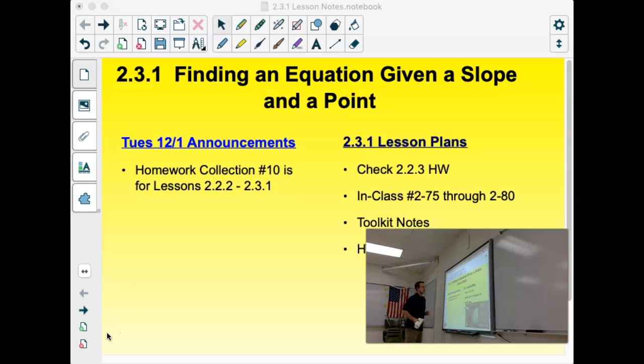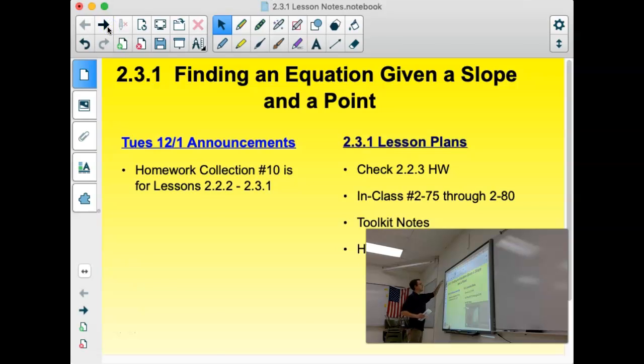A couple announcements. Homework collection number 10 is going to be Friday. We had a quiz a week ago today, so if you haven't taken that yet, please do so as soon as possible. This is probably going to be missing in the grade book, I would imagine. The game plan for today: we're going to check our homework answers, and then we've got to work through 75 through 80. Quite a lot to get to today, so let's get chopping.